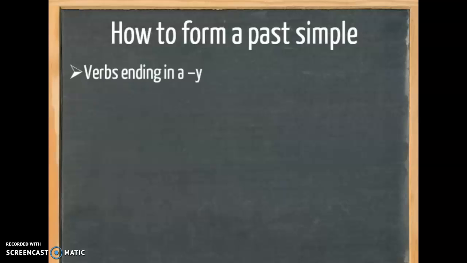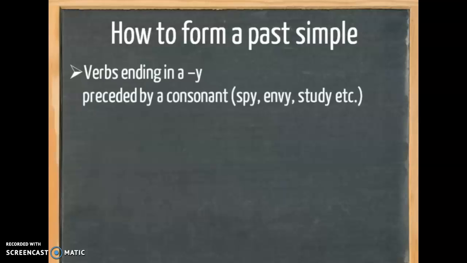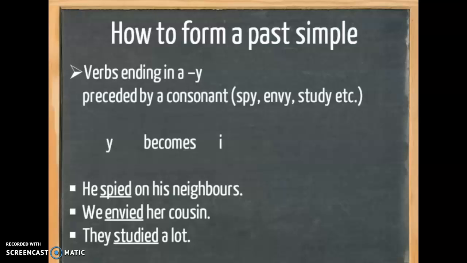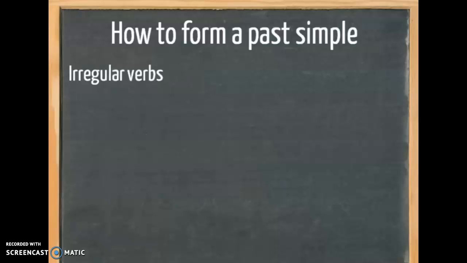Another one are the verbs ending in Y. You have to be careful, especially when they are preceded by a consonant, such as spy, envy, and study. The consonants are P, V, and D. The Y becomes an I. For example, he spied on his neighbors. We envied her cousin, and they studied a lot.